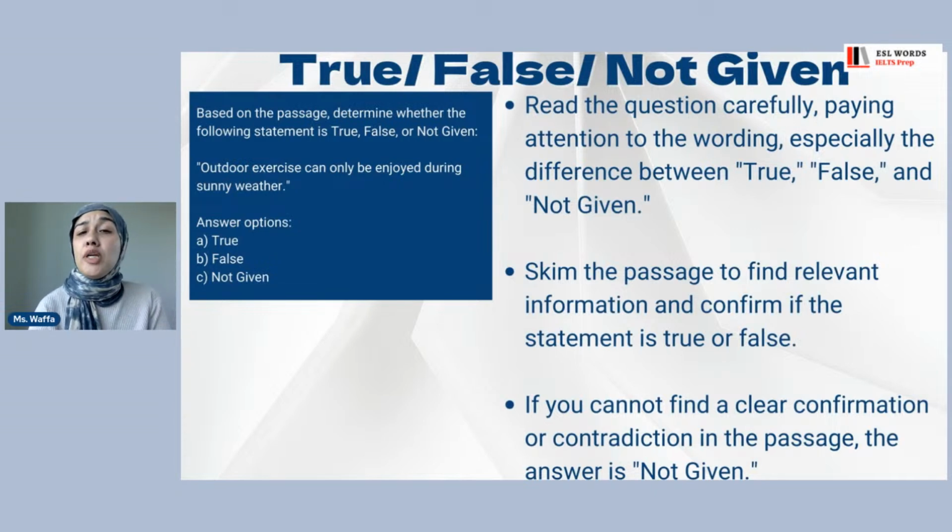So you need to read the question carefully for this section, and you need to pay attention to the wording, especially the difference between true, false, and not given. You need to make sure you know the difference between the three. Next, you need to ensure that you skim the passage to find relevant information and confirm if the statement is true, false, or not given, like I said. And if you cannot find a clear confirmation or contradiction in the passage, remember that the answer is false.